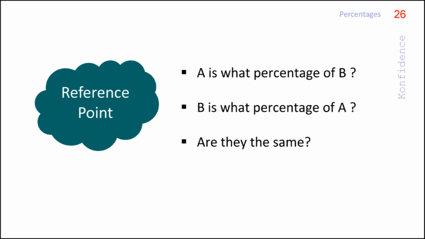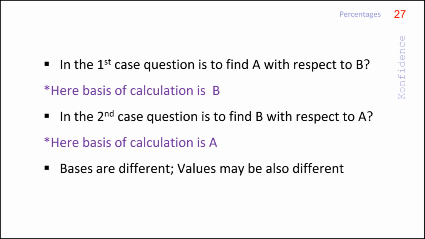Is it the same? In the first case, the question is to find out A with respect to B. In the second case, it is to find out B with respect to A. In the first case, therefore, the basis of calculation will be B, and in the second case, it will be A. The bases are different, so the values may also be different. How do we find them out?